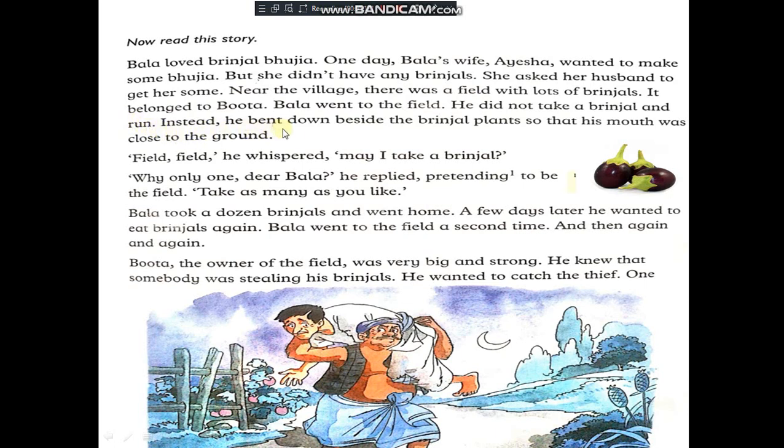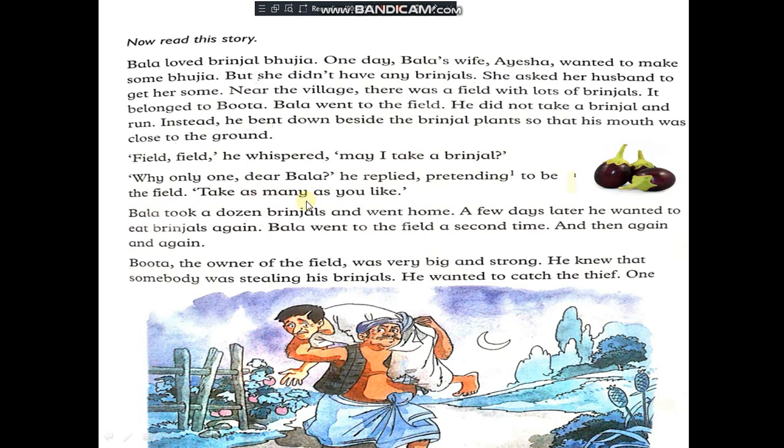Instead, he bent down beside the brinjal plants so that his mouth was close to the ground. Bala bent down to the ground, and what did he say? He whispered, "Field, field." He said this in a low, quiet voice. He said, "Field, field, may I take a brinjal?" "Why only one, dear Bala?" he replied, pretending to be the field. "Take as many as you like."